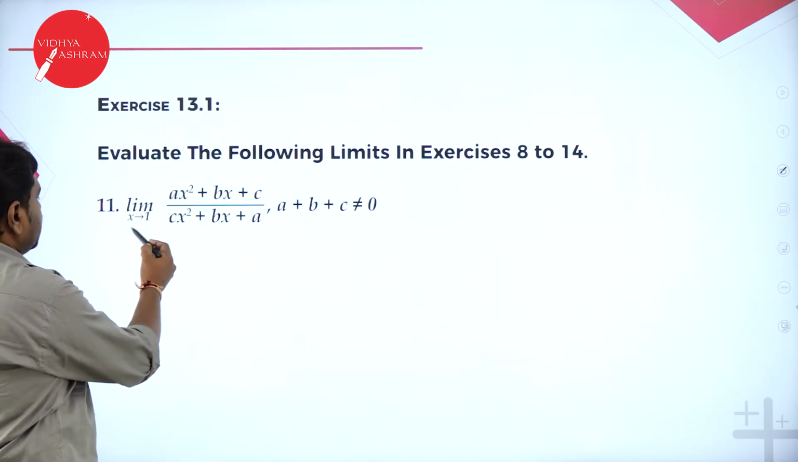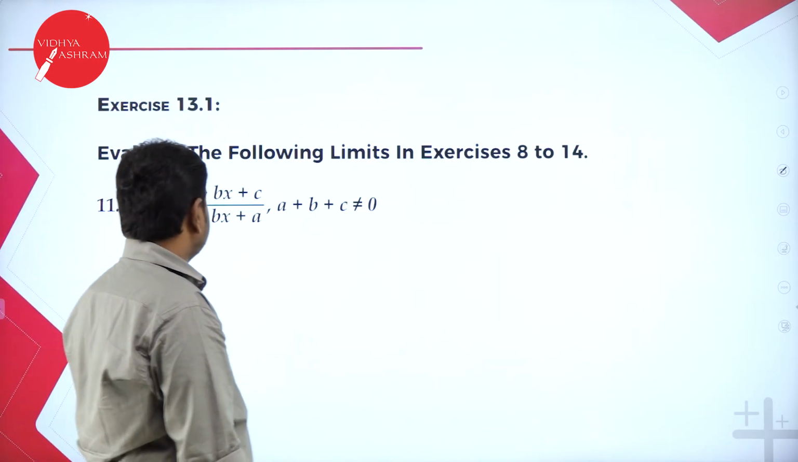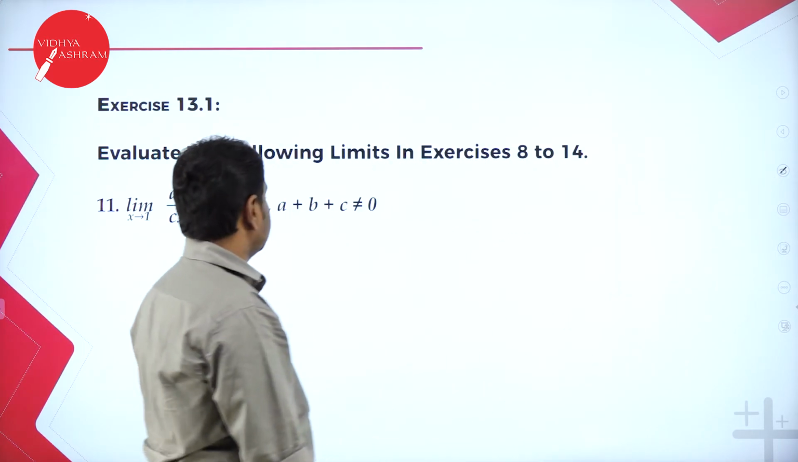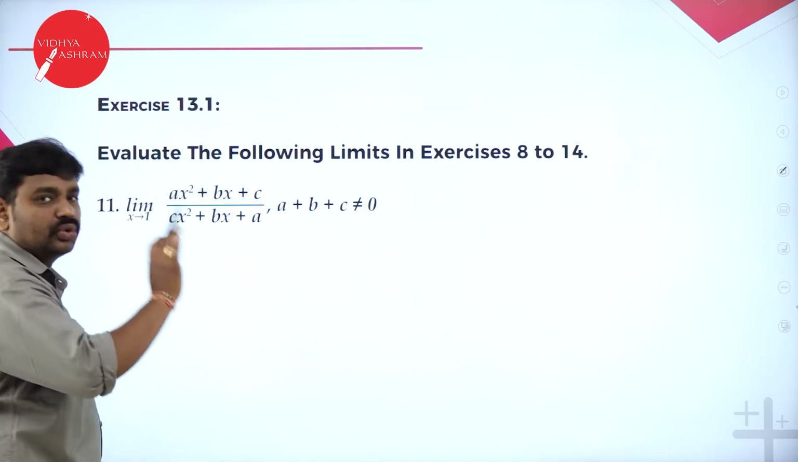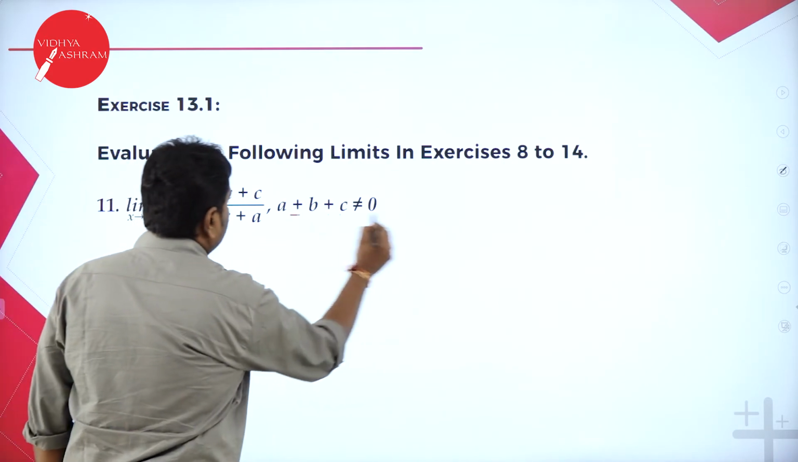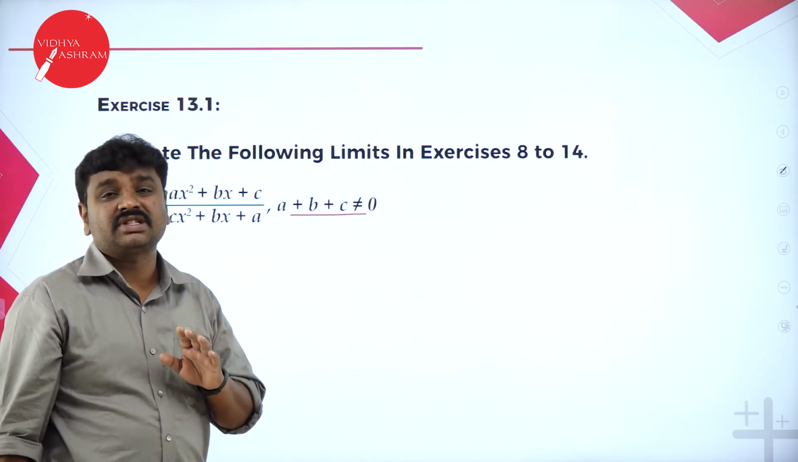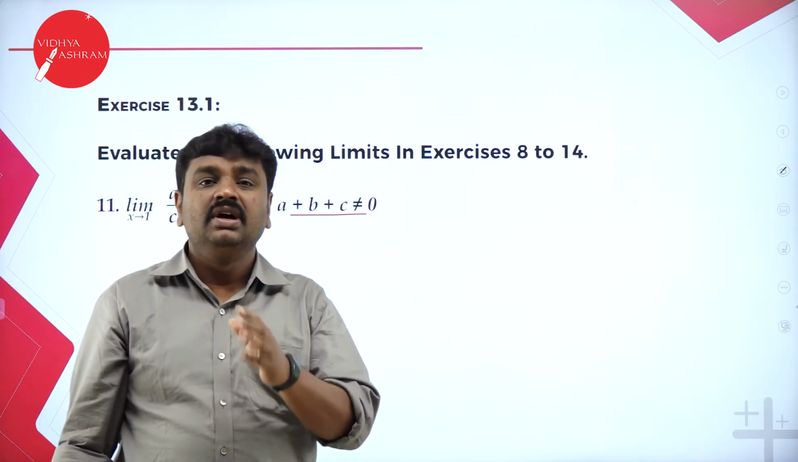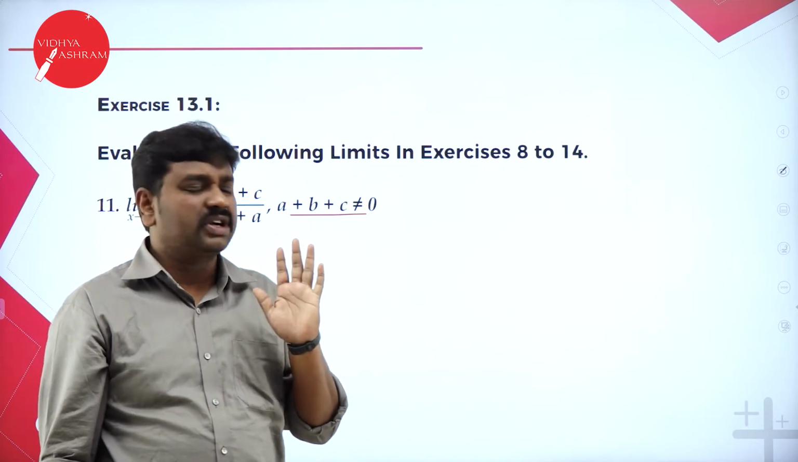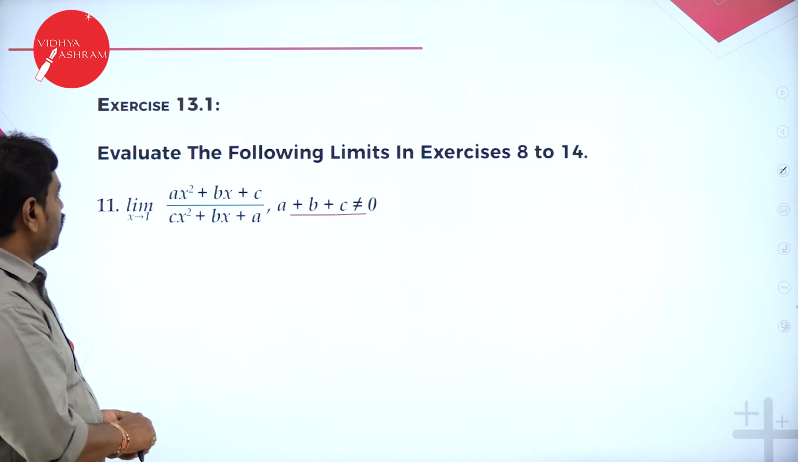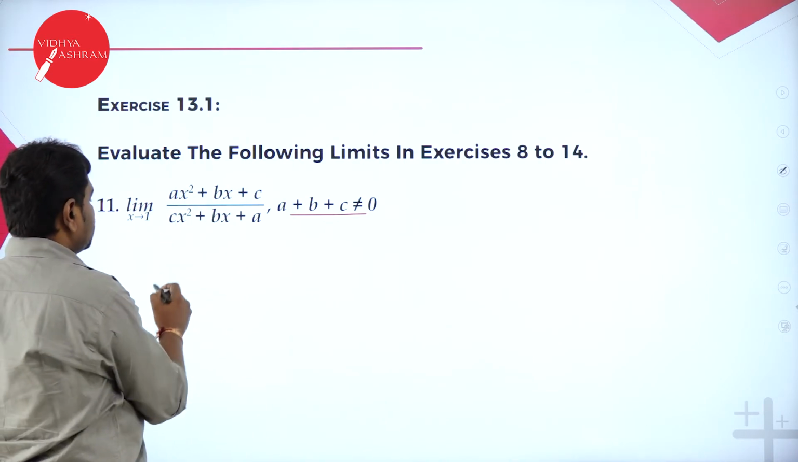Next, limit x tends to 1, ax square plus bx plus c divided by cx square plus bx plus a, where a plus b plus c is not 0, they told. So this is a condition they give. Don't worry about this. Now, after you apply the limit, you should not get 0 by 0; you get a plus b plus c by a plus b plus c. It is not 0 by 0, because they clearly mentioned a, b, c are constants such that their sum is not 0. Now, limit x tends to 1 means in the place of x put 1.